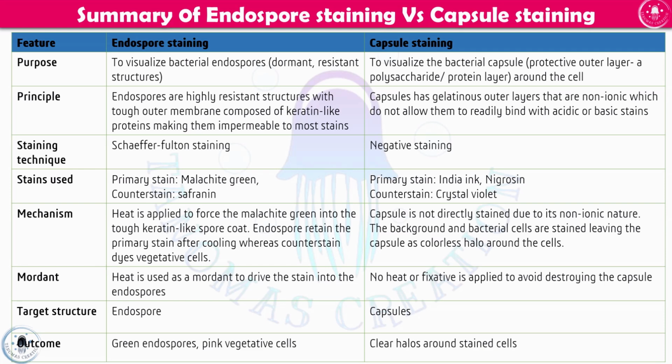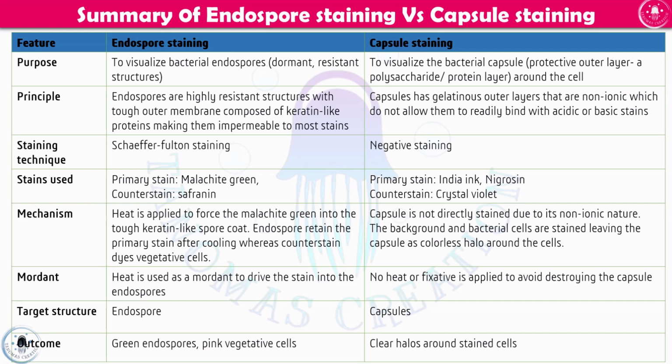For capsule staining, no heat is required, and no fixative is required even. No heat or fixative is applied to avoid destroying the capsule. When heat is applied, the capsule will get destroyed, so we generally avoid the heating process. It will keep the structure of the capsule intact.